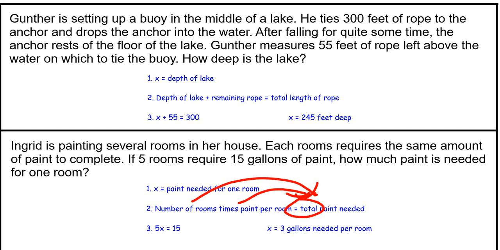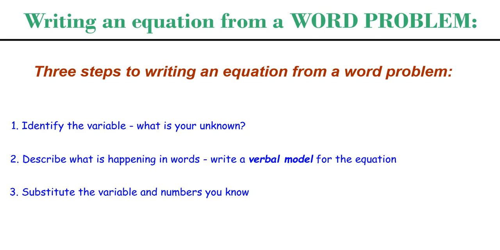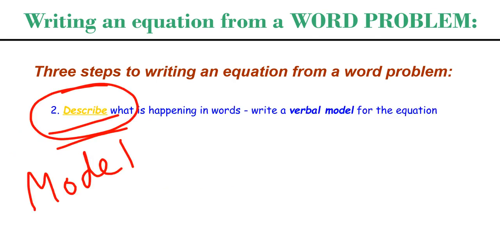Again, the 3 things that we're going to think about when we're writing an equation that models a context given in a word problem are: what is the variable? What's the unknown? How can we describe it in words so we have a better idea how it is that we're going to put the numbers together, and then substituting the variable and the numbers that you know. Again, the hardest part of this process is going to be the description of the equation, writing a verbal model for that equation, describing not just the calculations you need to get to the answer, but actually what is happening in the problem.